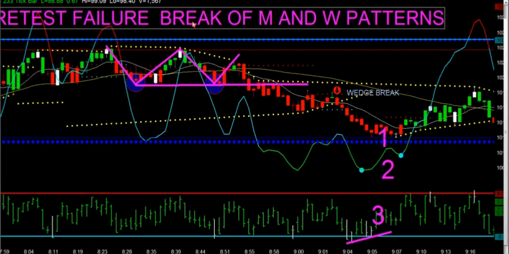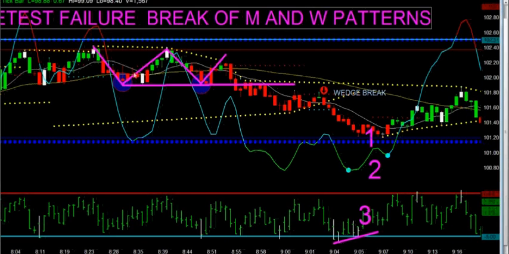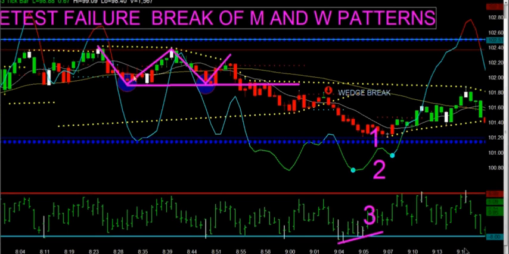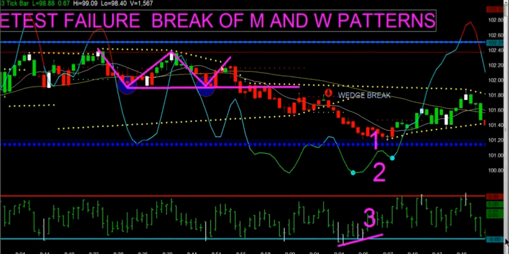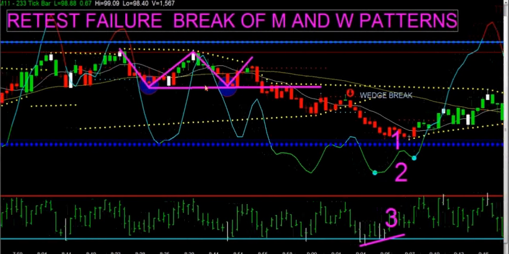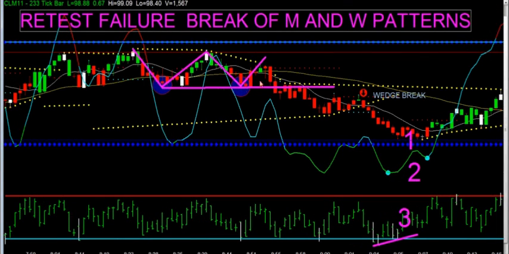Now look at the retest failure, break of M and W patterns. This was this morning on oil again. This is what got the sucker rolling in the first place. What a retest failure is: if you see a W pattern like this, that means a double bottom like this. When it breaks that double bottom, and if it's with my 5-minute tone, with my market profile or my 5-minute tone moving averages, you want to short here. Look at that trade setup. It was an 80-tick trade.